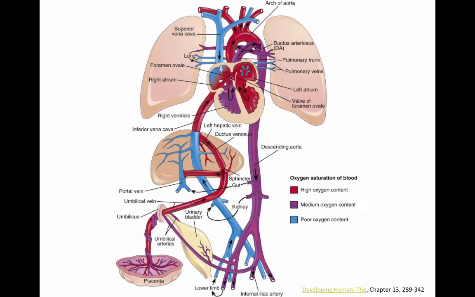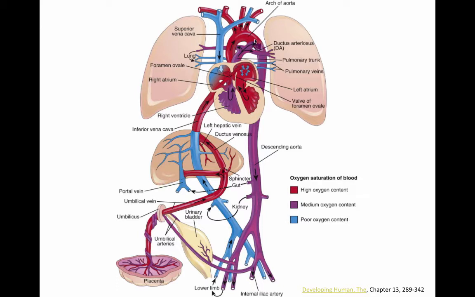Remember, we talked about formation of the foramen ovale. So here's that foramen ovale, and most of the blood is being directed past that foramen ovale to the left side of the heart. That left side of the heart then pumps that through the aorta. Aorta can reach the brain, and then the rest of the body through the descending aorta.